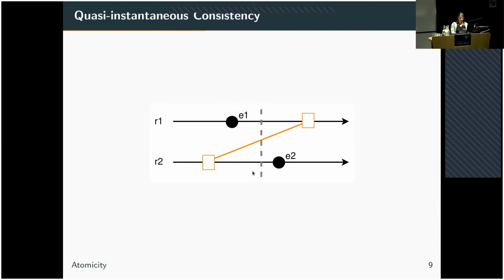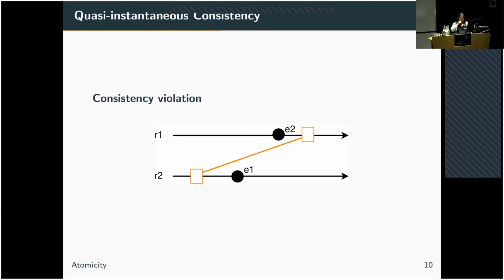And if we now try to see if the snapshot is quasi-instantaneously consistent, we have to search for a point in time where an instantaneous snapshot, so one that is taken while the system is frozen, would have produced the same results. And in this example, this could be this gray line here. So how does this look if the snapshot isn't consistent?